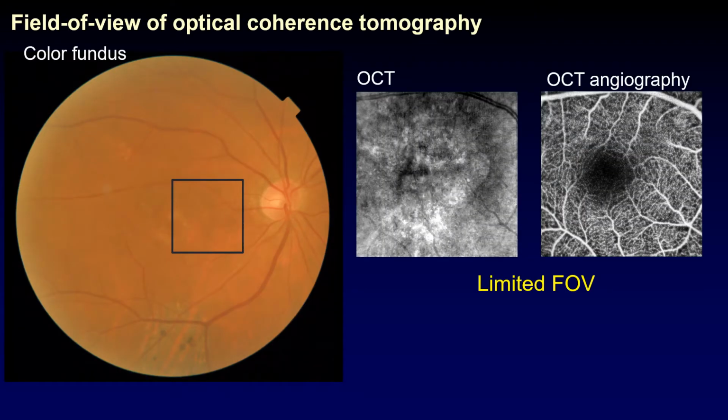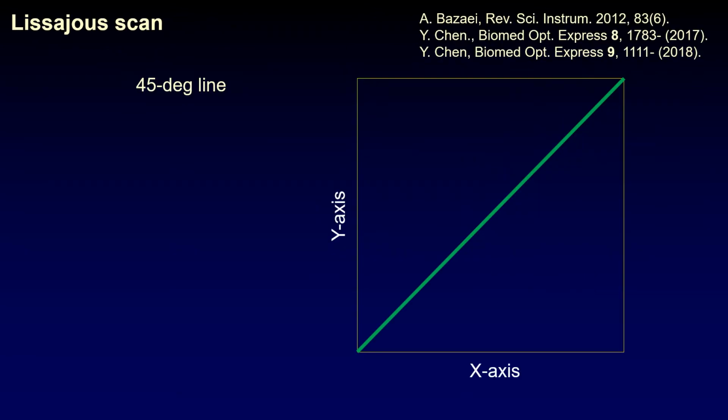Although OCT and OCTA are useful, their field of views are significantly smaller than other EMPAS modalities, such as color fundus. It is mainly because of the relatively long measurement time. The OCT and OCTA images are significantly distorted by the eye motion during the long measurement time. Our trick to overcome this issue is the Lissajous scan.